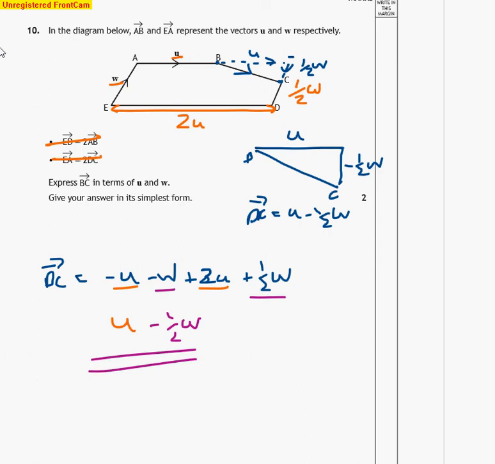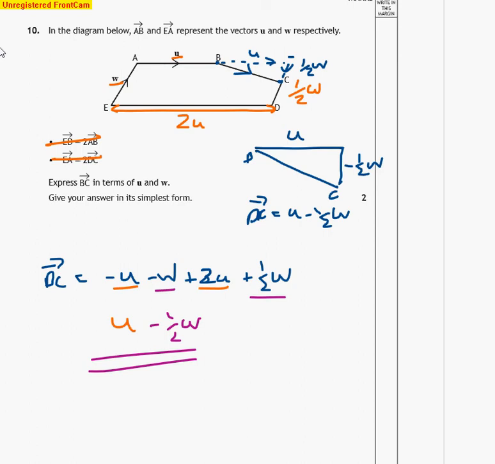Sometimes you can just look at it and just tell. I think because of the way they've drawn that, it's not as obvious on there as some other examples are. So you could do it this way with the head to tail, adding them, and that's the way I would do it first. If you're very good, you could probably just spot that.